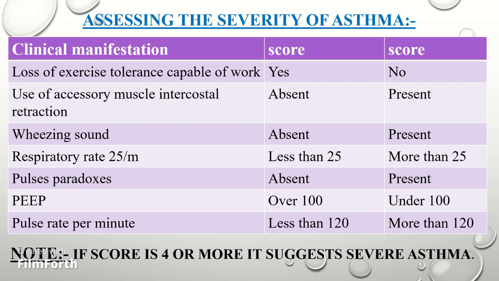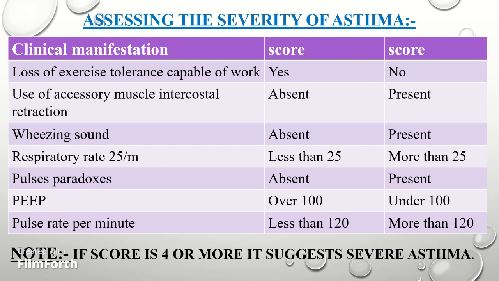So, how to assess the severity of asthma? We can assess the severity of asthma with the help of clinical manifestation as well as with the help of scores. Loss of exercise tolerance, capable of work, the score is yes or no. Use of accessory muscle, intercostal retraction, whether it is present or absent.